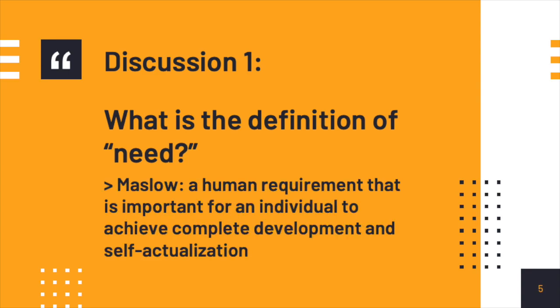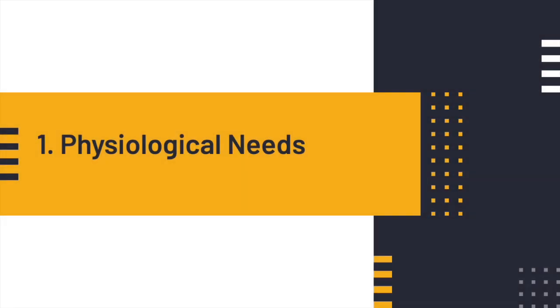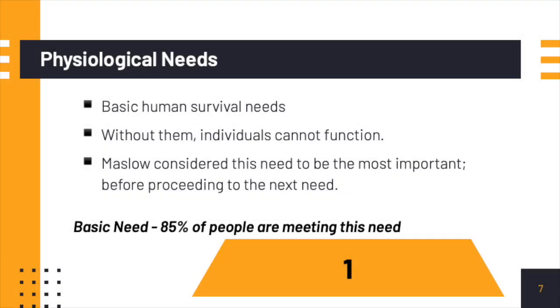The definition of need is a thing that is wanted or required. But according to Maslow, he states that a need is a human requirement that is important for an individual to achieve complete development and self-actualization. So now that we know what need is, let's talk about the first need in Maslow's theory. The first need and the foundation of the pyramid is physiological needs. This can include anything from food, water, and shelter. So let's look into the physiological needs.